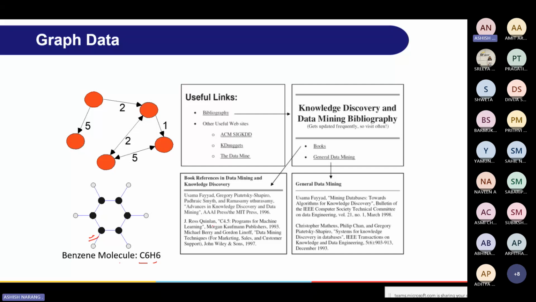These are the hyperlinks you see here. Books. If you click on books, it will go to a page; if you click on general data mining, it comes to this particular page. If you click on bibliography here, it will go to this particular page. So all these are connected. See how the web pages are connected. This is also forming a graph where the web page is acting as a node, and if there is a connection from one web page to another, that is represented by an edge.